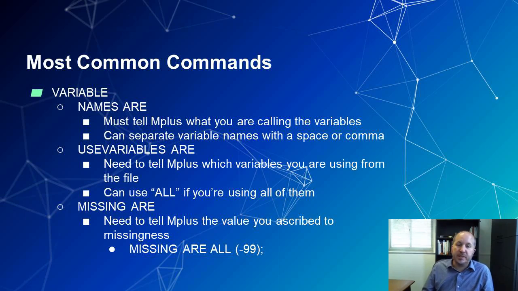And the last piece is missingness. What is your missing measured at? And the example I always give is -99. So you say missing are all. So all of the missingness in all of my variables has been coded to -99. And you can see the semicolon at the end.